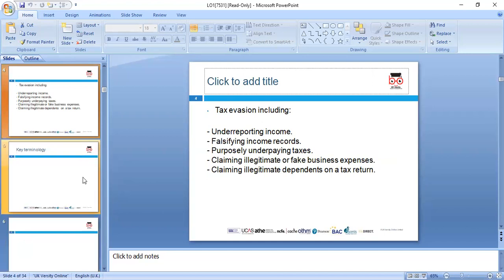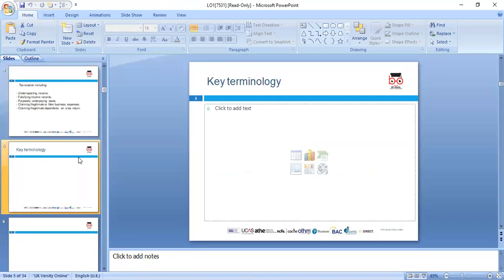We will look at the key terminology and understand income. Income means anything you earn, anything which can be converted after meeting your costs, we can say the profit, like sales is the income. But at the moment in tax, a quite big problem is false income records, which we will go through. These are the different problems we need to look at: purposefully underpaying taxes, claiming fake business expenses, and claiming illegitimate dependents on the tax return. That will all be in our discussion.